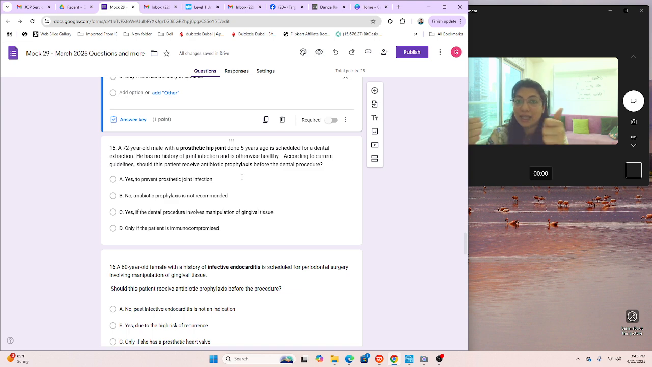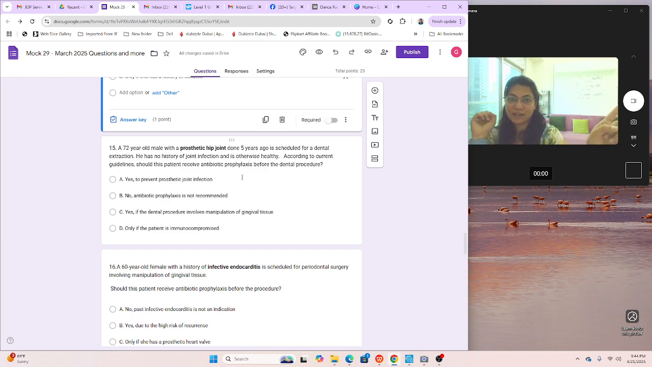But he's healthy. It was done 5 years ago. So no antibiotic prophylaxis. Now again, I can tweak this question and tell you: prosthetic hip joint done 5 years ago, scheduled for a very complicated third molar surgery. Again, would you be giving prophylactic antibiotics or would you be giving surgical antibiotics?